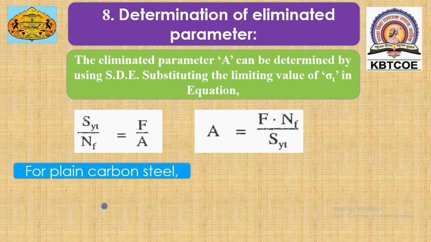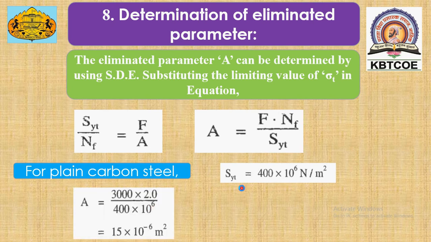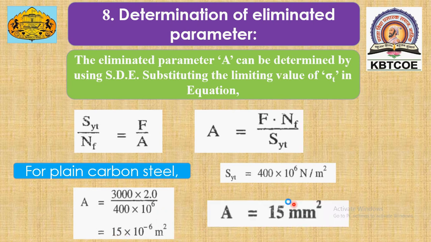So for plain carbon steel, SYT is equal to 400 into 10 raised to 6 Newton per meter square. So put this value of SYT in the equation and calculate area. So area A equal to 3000 into 2 upon 400 into 10 raised to 6. So A equal to 15 into 10 raised to minus 6 meter square. So this is the cross sectional area of the bar. A is equal to 15 mm square.